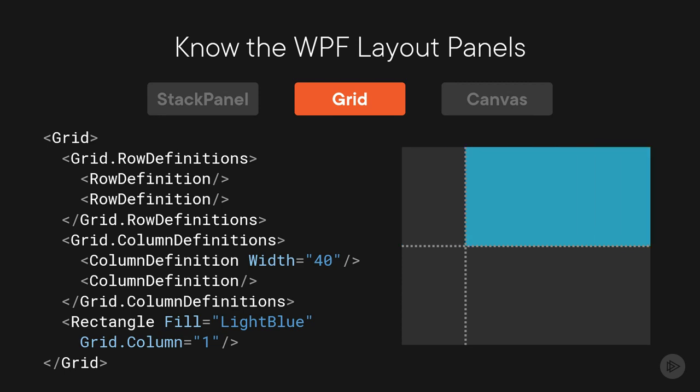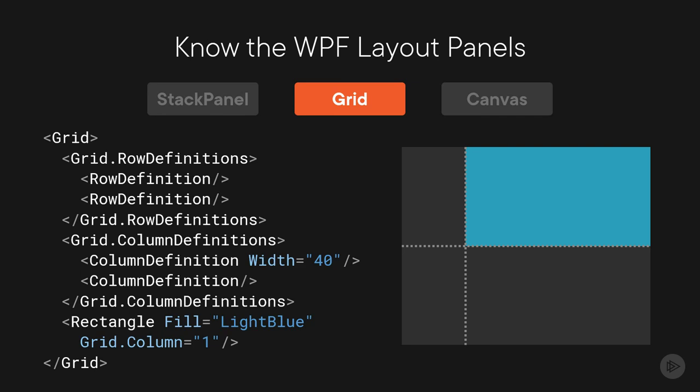Now the grid knows that it has to put this rectangle into the second column, as the first column has the index 0. The attribute grid.column is a so-called attached property. It is a column property that is defined in the grid class, but that is not set on the grid itself. Instead, it is attached in this case to the rectangle. The grid reads that property value so that it can position the rectangle accordingly.